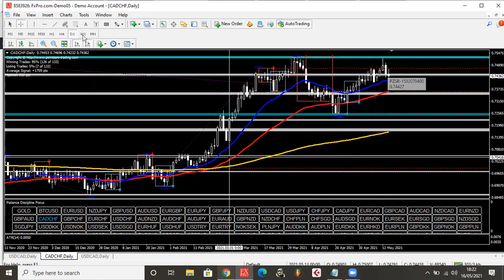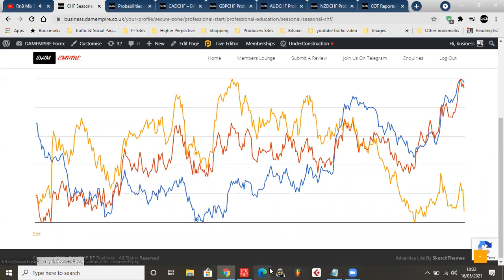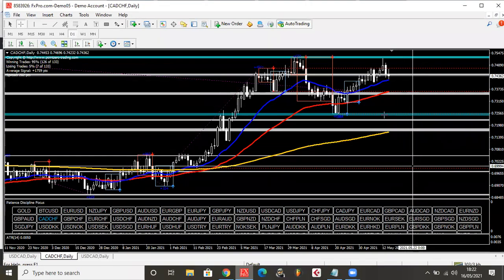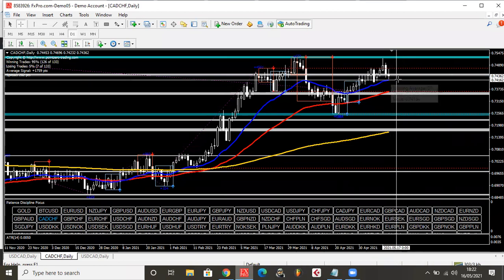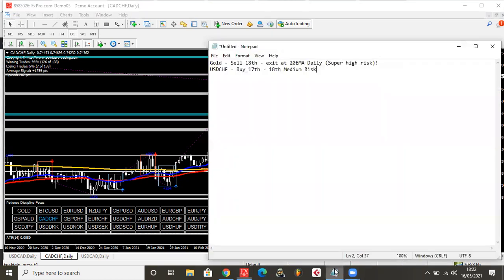If we look at the CHF seasonality, we can see price is most likely going to consolidate for a little while and then start kicking off from about the first of next month, which would then send this falling. But for now, we can probably capitalize on just a small amount of move, nothing too major. I'll probably exit right here again, as I've said before. So 45 pips on this one, CAD CHF. So we can do CAD CHF buy.